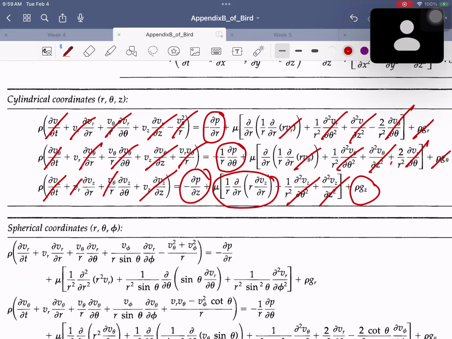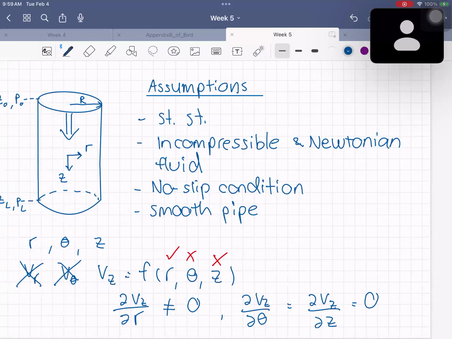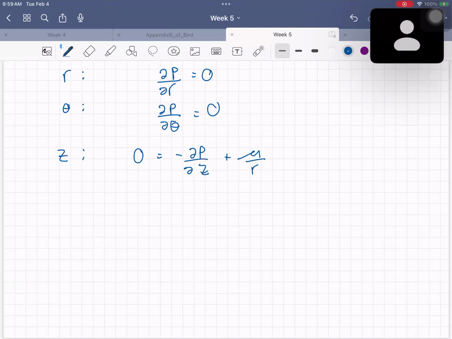All right, so let's make a summary for all the directions. In R direction, what we have left is dP by dR equal to 0. Theta is dP by d theta equal to 0. And in Z direction, the left-hand side is equal to 0. dP by dz plus mu over R.